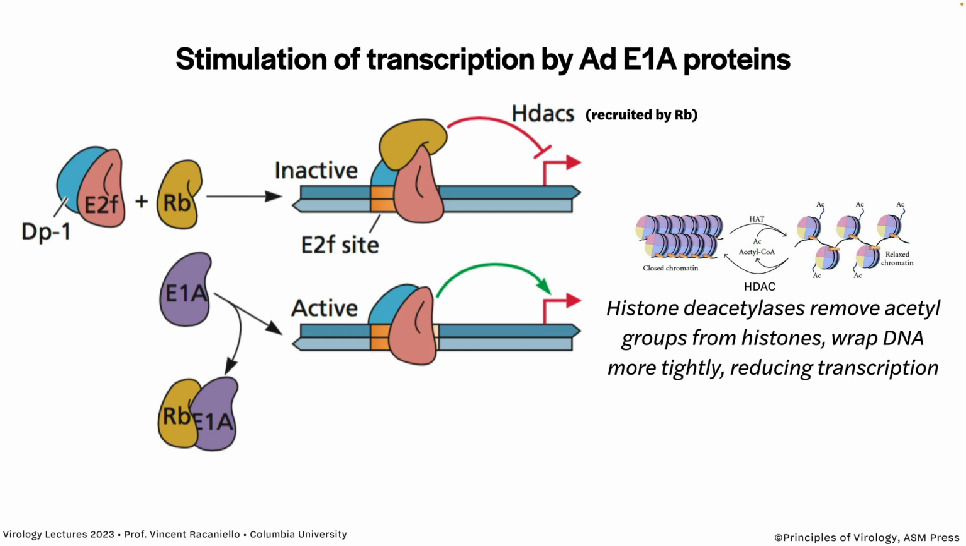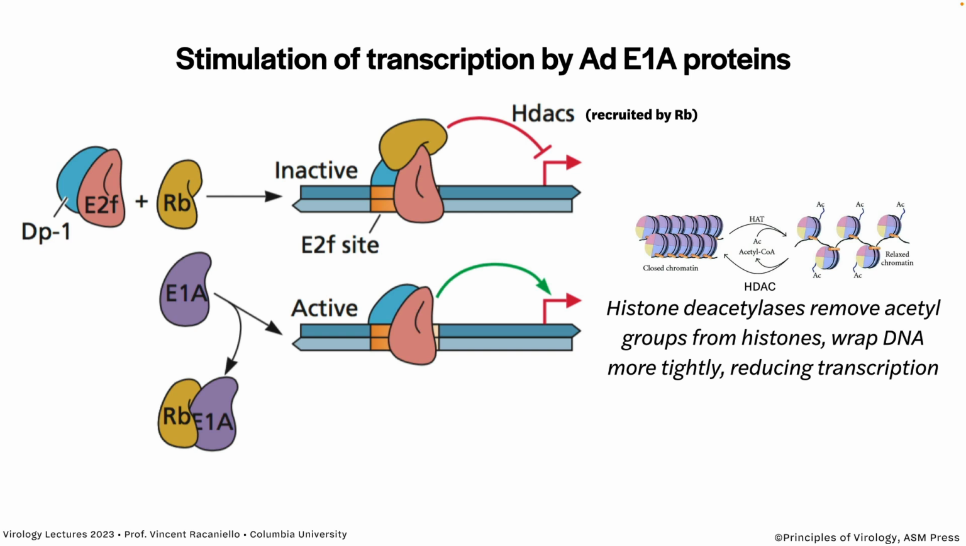RB recruits histone deacetylases to the promoter area. They take off the acetyl group. The chromatin tightens up. You shut off transcription. So the presence of RB is turning off transcription. So the function of E1A is actually to bind RB, pull it off of E2F, and now the histone deacetylases aren't recruited to the promoter anymore. The promoter can be active.